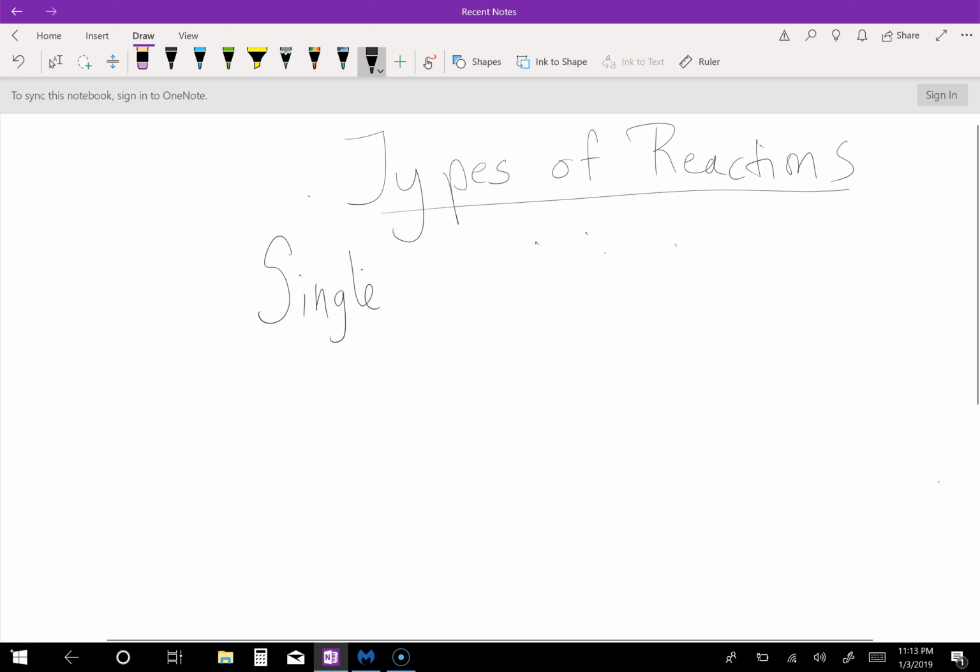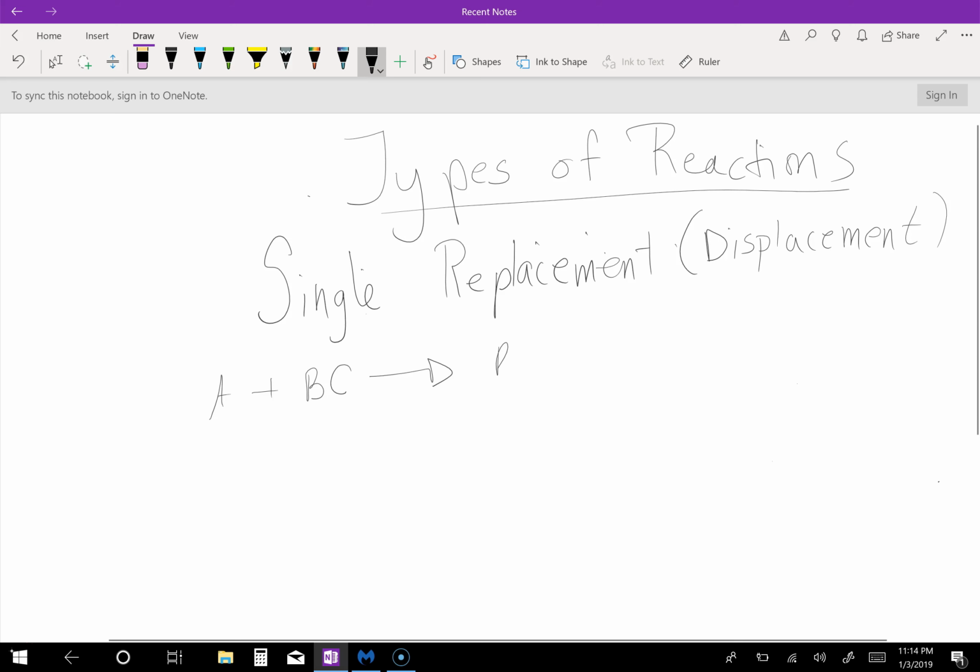A third type of reaction is a single replacement or displacement reaction. As either of the names imply, there will be something that is replaced or could also be described as being displaced. The thing being replaced or displaced will be referring to an element in a compound. Here we have A, a free element, and BC representing a compound made of B and C. The result is B and AC.